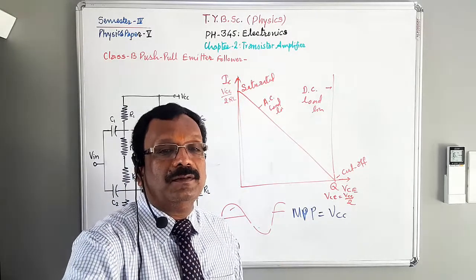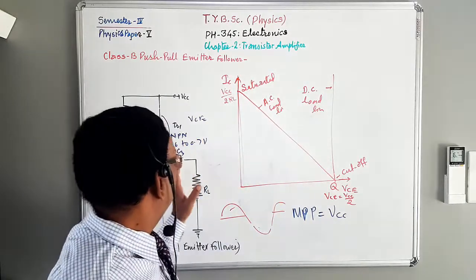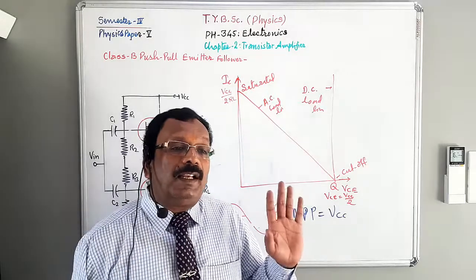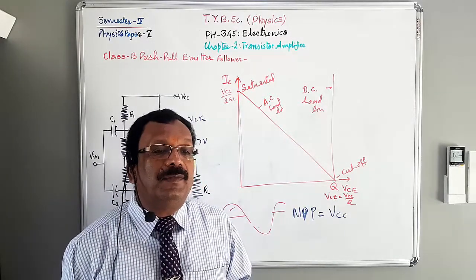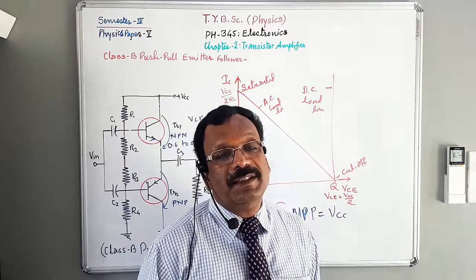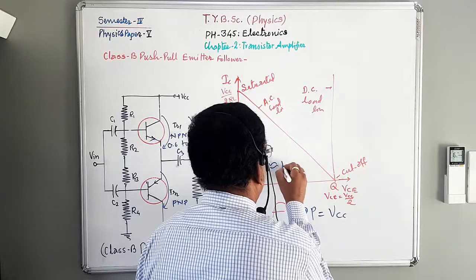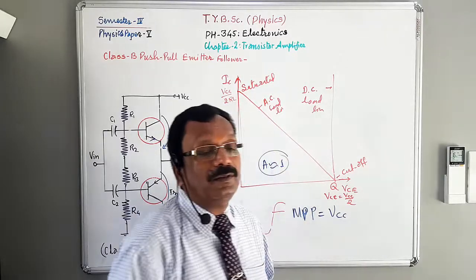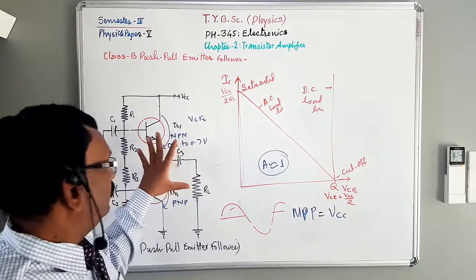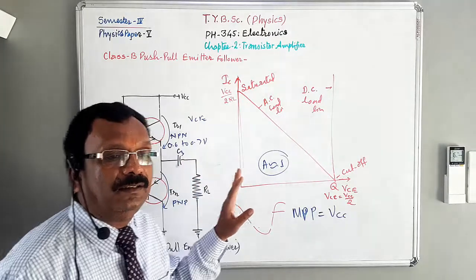So, see here, this figure is drawn by myself. When we analyze the AC at that time, we should remember that the voltage gain is approximately equal to 1. Okay. Now, we are going to see the action of this circuit, how this circuit works.